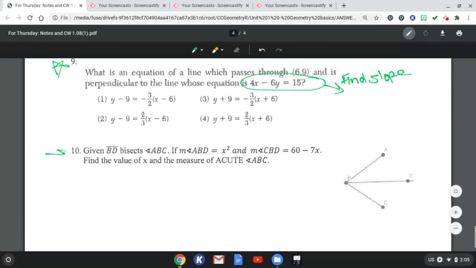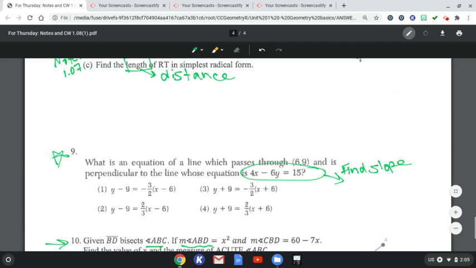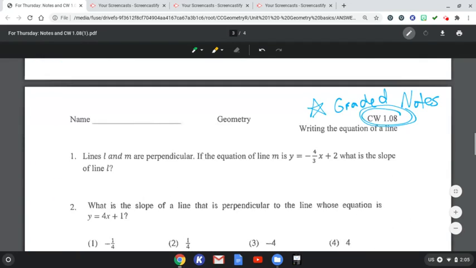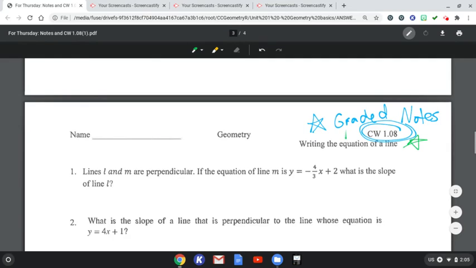With number 10, remember, an angle bisector divides an angle into 2 equal angles. So this angle ABD, being x squared, equals angle CBD, 60 minus 7x. Okay, so we want you to practice solving that quadratic there. So I did try to give some hints here. If you have any questions as you're trying this, please send me an email. But again, graded classwork 108, I would be looking for soon.